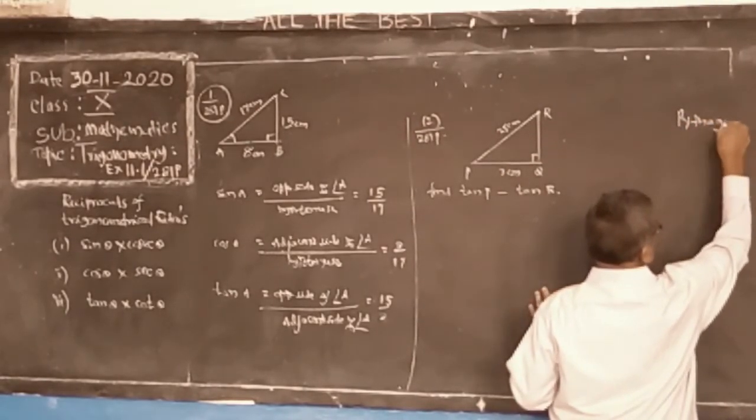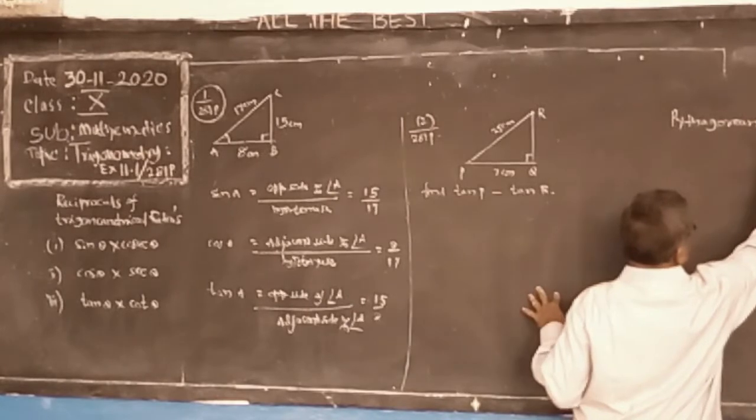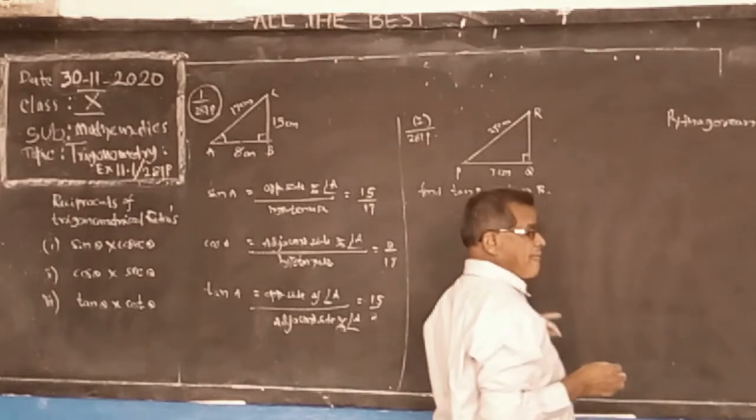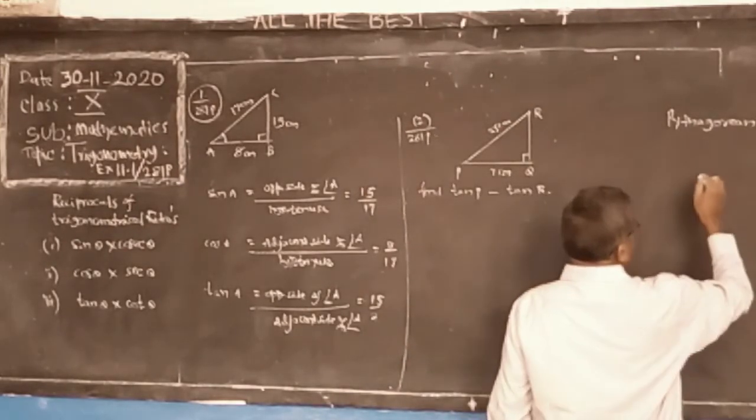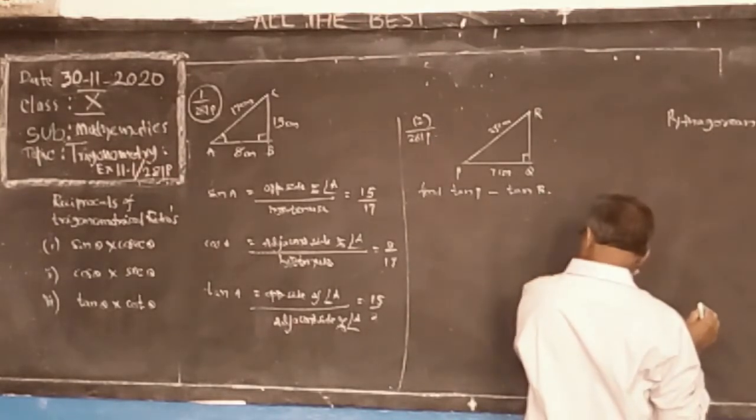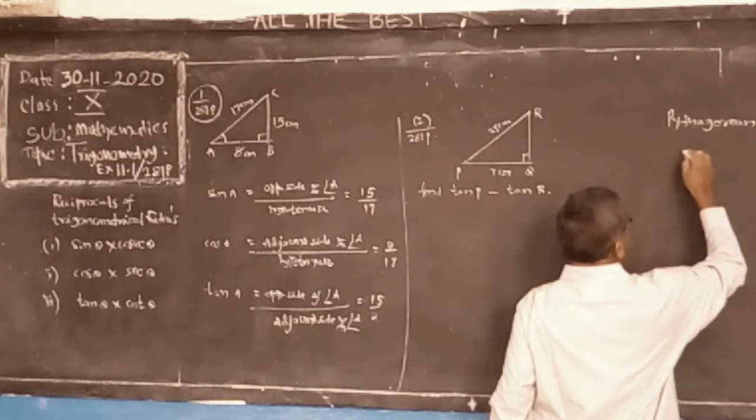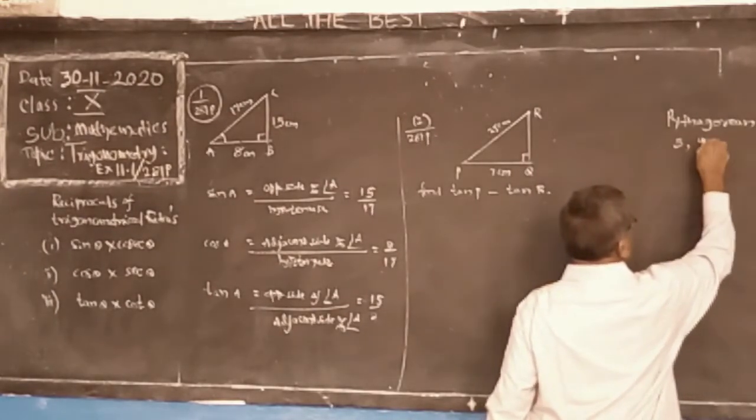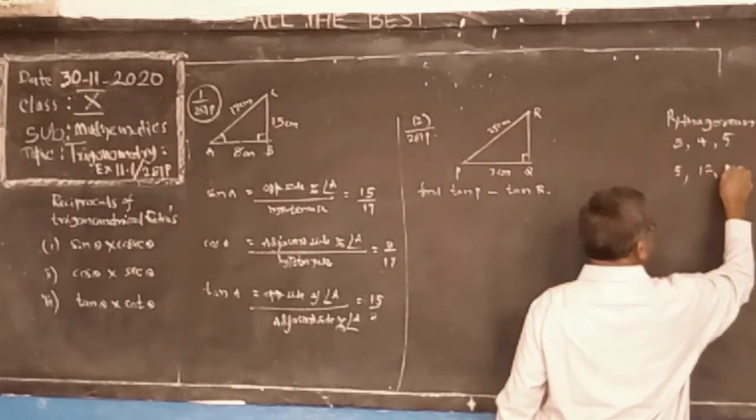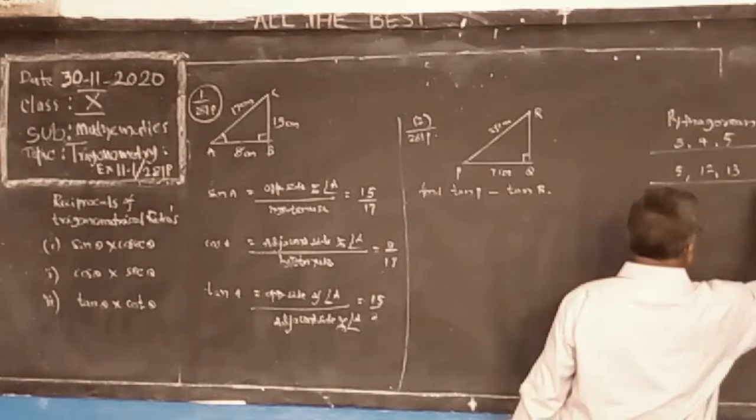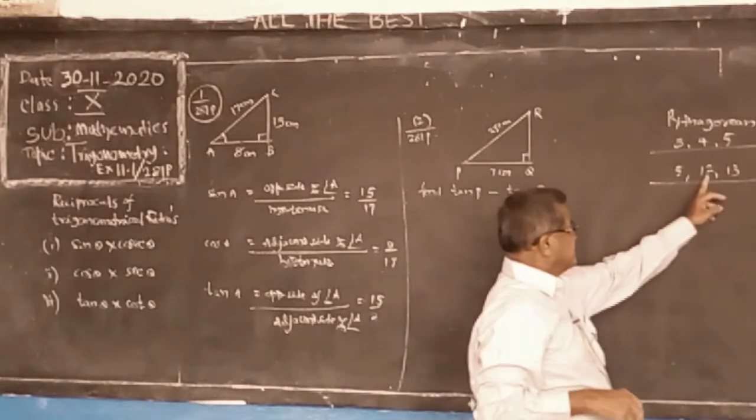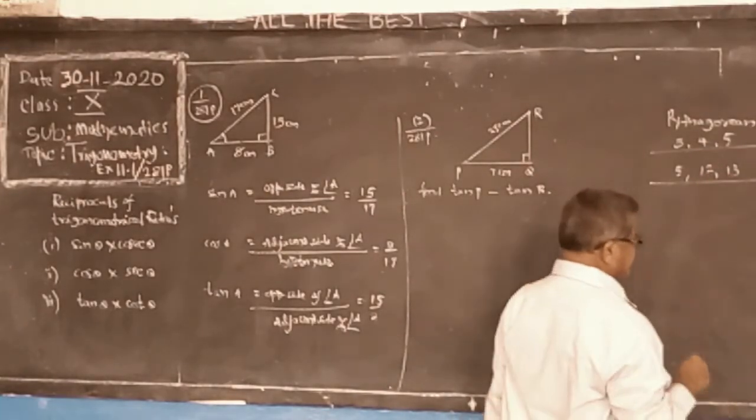Pythagorean triplets and their multiples. See, first 3, 4, 5 and 5, 12, 13. These are the sides of a right angle triangle. Side square plus side square is equal to hypotenuse square.